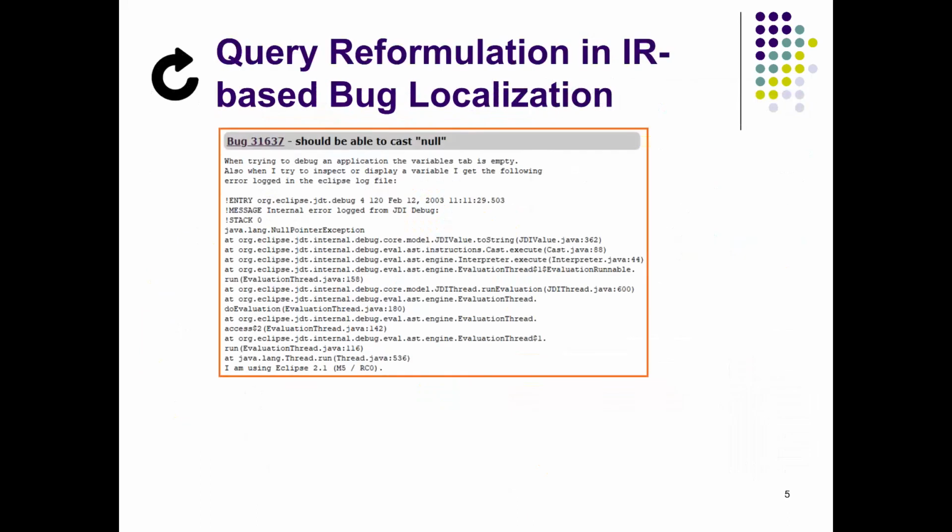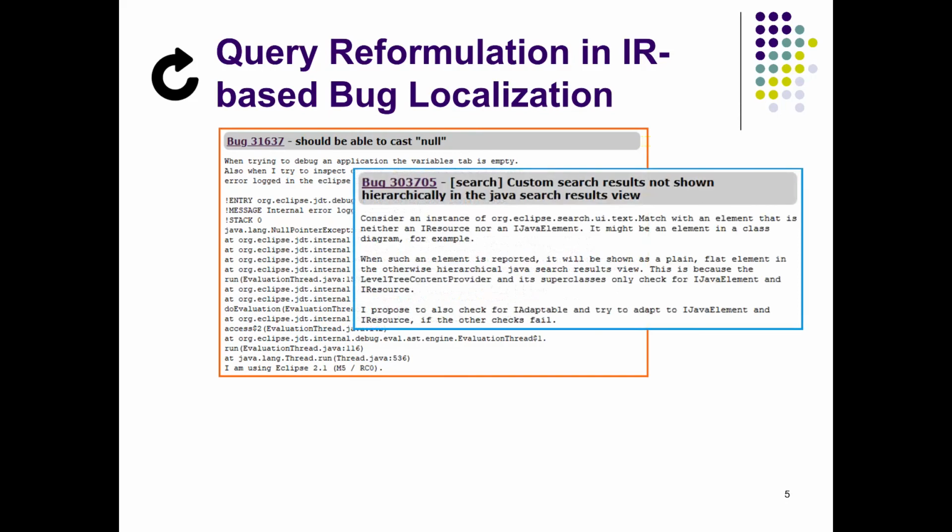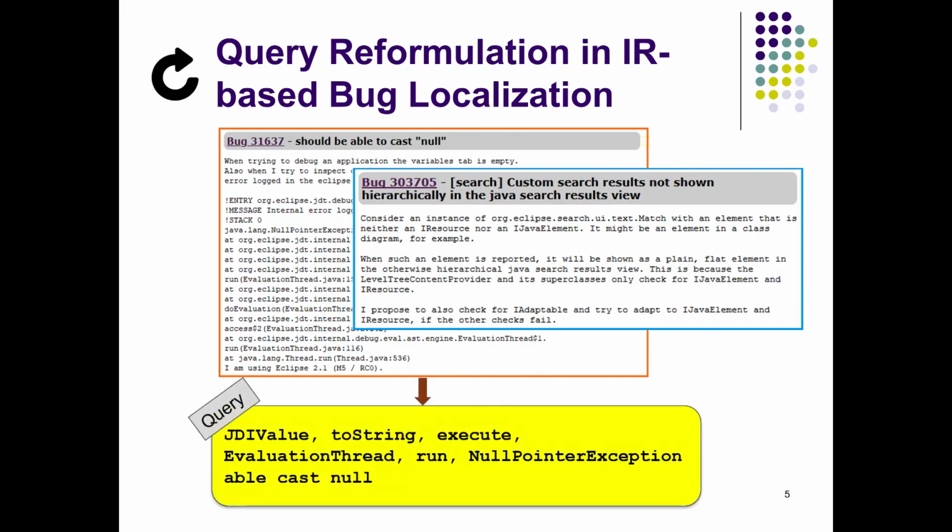Let's say this is our bug report, and you see that it contains lots of structural information. And sometimes it might also not contain any kind of structural information like this. The process of selecting appropriate keywords from that bug report to formulate a query is called query reformulation in the context of bug localization. And this is going to be the focus of my talk today.